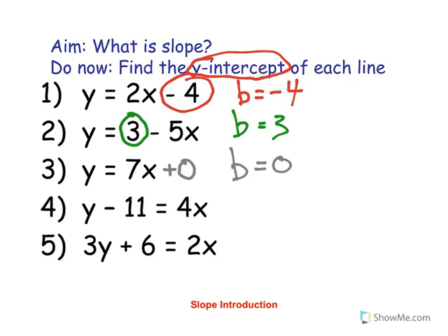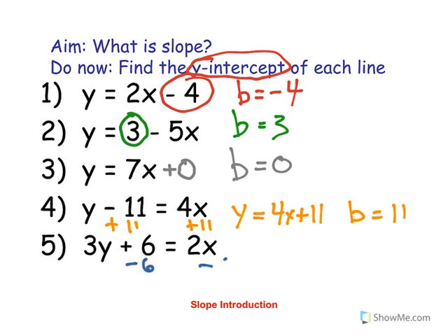For the next one, there's something kind of small that we have to do. It's not solved for y, so we need to add 11 on both sides. So really this equation, when it's solved for y, is y equals 4x plus 11, which means that b is equal to 11.